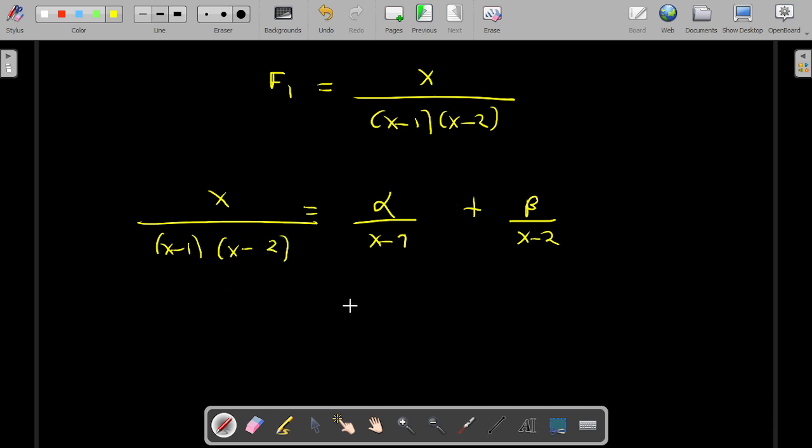Now the first thing that we want to do, if we want to compute the value of alpha, is to multiply by the linear factor x minus 1, which is the denominator of alpha. So that is what we do here.